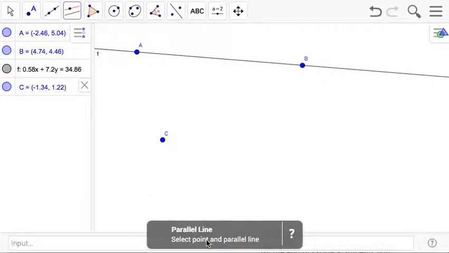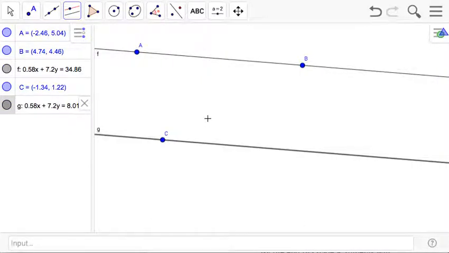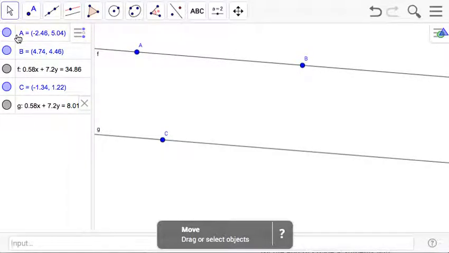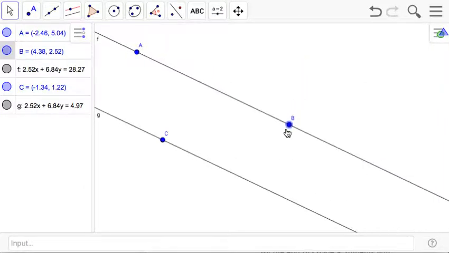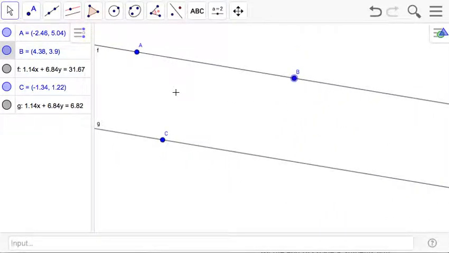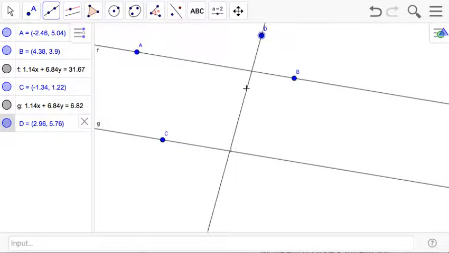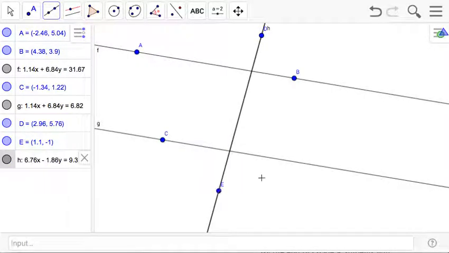It says to select a point and a parallel line, so I'll select point C and this line. I now have two parallel lines. Notice that if I move, say, point B, the other line always stays parallel to that first line. I'm now going to draw a transversal, so I'll go back to my line tool and draw a line that intersects my two parallel lines.